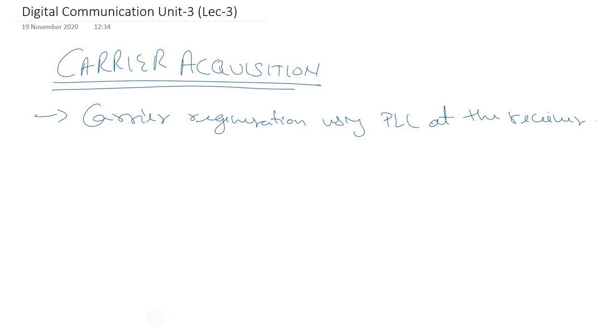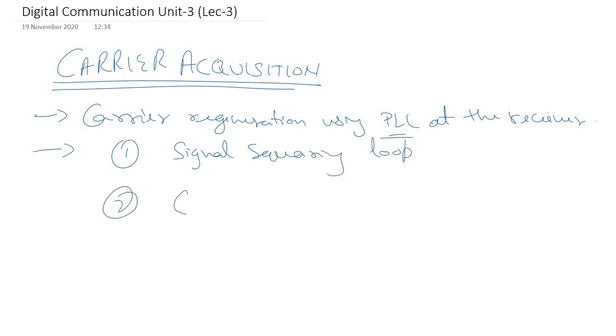So basically there are two major methods that are being used that incorporate PLL loop for the carrier regeneration process. The first one is your squaring loop, signal squaring loop. Second one is the Costas loop. So these are the two methods which make use of PLL at the receiver to regenerate the carrier signal.